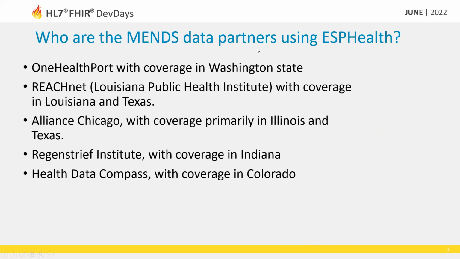Who are the MENDS data partners using ESP Health? There's One Health Port with coverage in Washington State. There's ReachNet, the Louisiana Public Health Institute. They have Louisiana and Texas data. Alliance Chicago has coverage primarily in Illinois and Texas. Reagan Street Institute with coverage in Indiana, and Health Data Compass with coverage in Colorado.